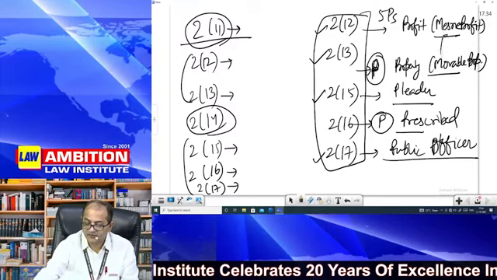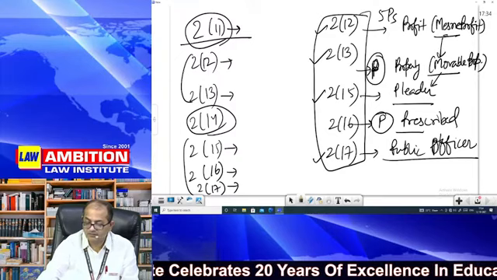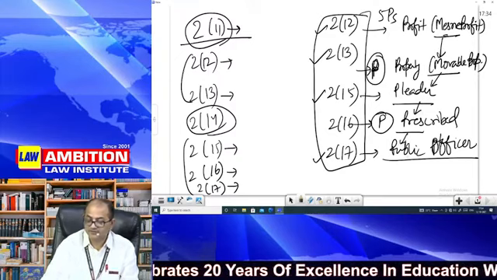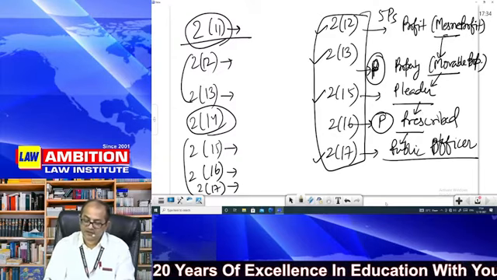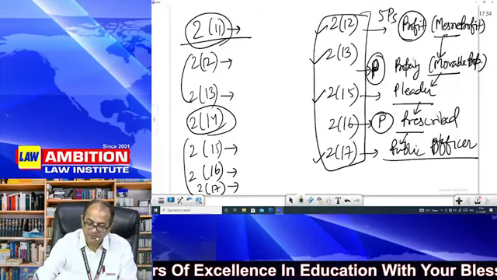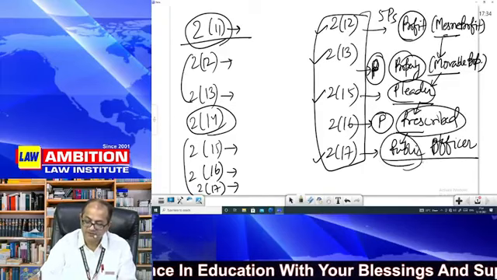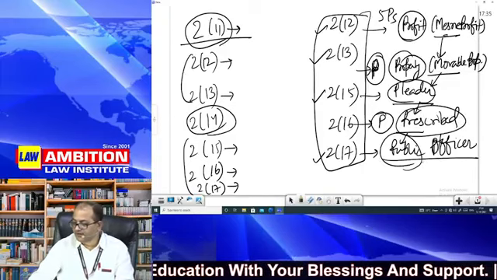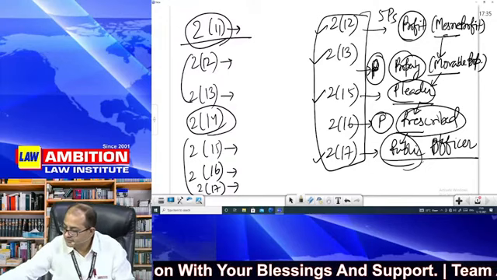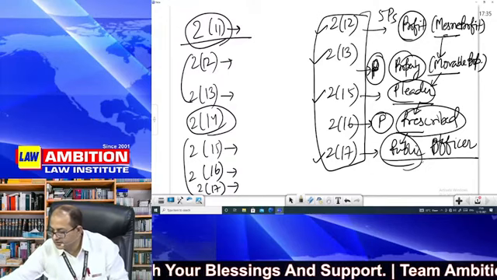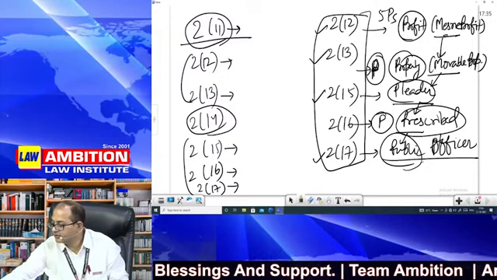This is what is dictionary. Mean, movable, pleader, prescribed, public. But these are all P related: profit, property, pleader, prescribed, public officer. So 5 P's. I'm just giving you a hint how to make your task simpler.